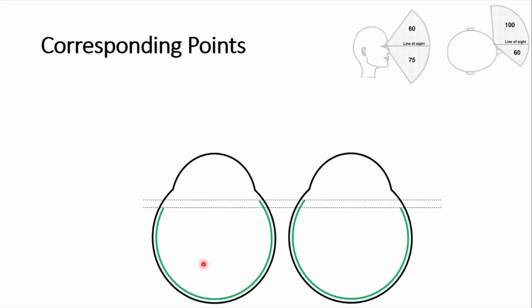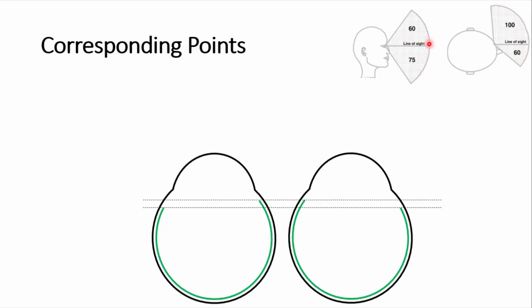Before that, let us understand the visual field extent. Superiorly, the visual field extends for about 60 degrees. Inferiorly, it's around 75 degrees. Nasally, it's 60, and temporally, we have a large visual field of around 100 degrees. So let us take a point.